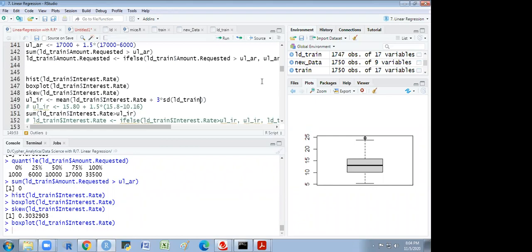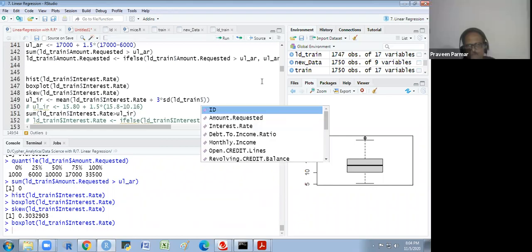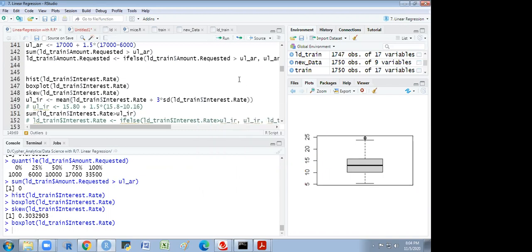We checked the skewness. It is normally distributed. Yes, sir. We have not checked the outlier. We are going to check the outlier. First, we set the limit for the upper side.